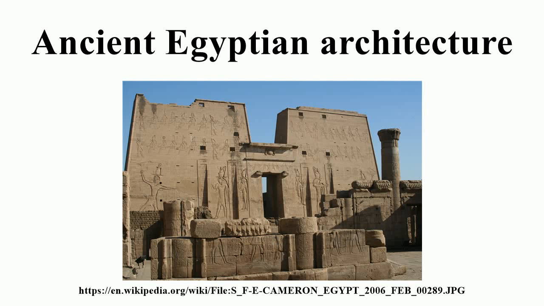Ancient Egyptian architecture is the architecture of ancient Egypt, one of the most influential civilizations throughout history, which developed a vast array of diverse structures and great architectural monuments along the Nile, including pyramids and temples.